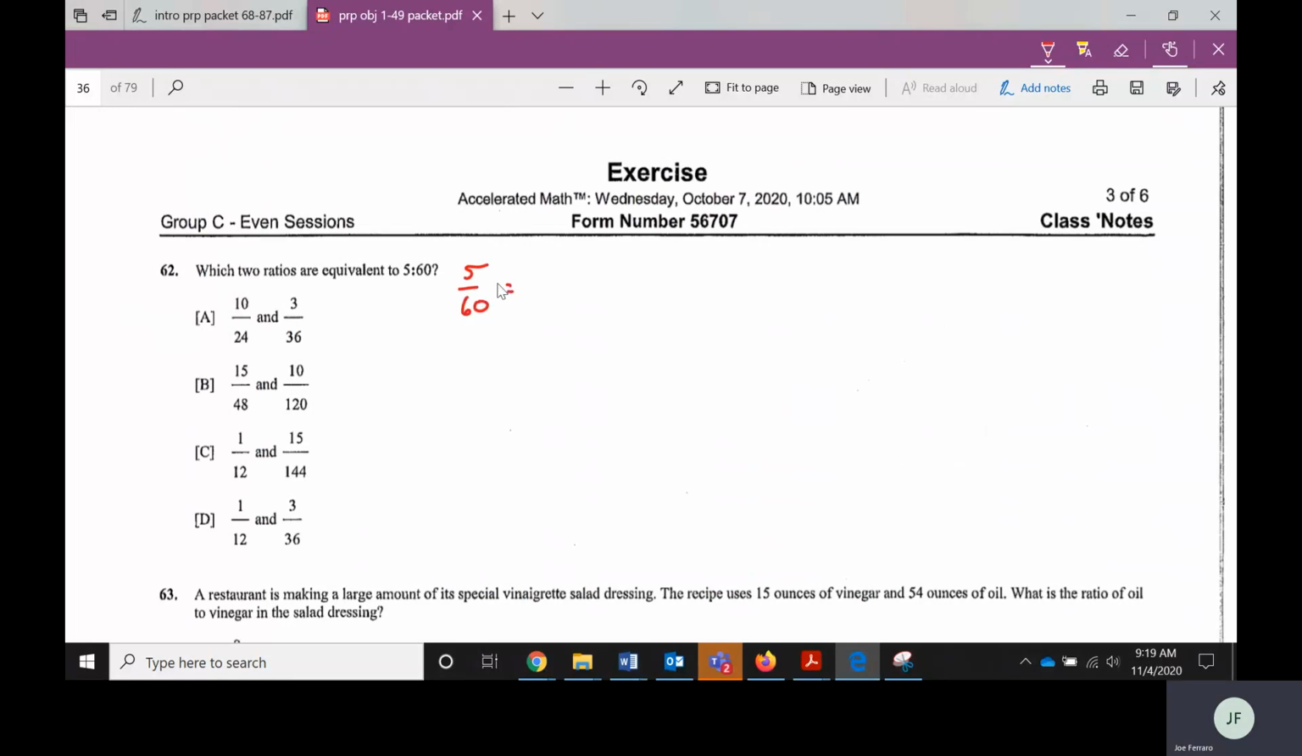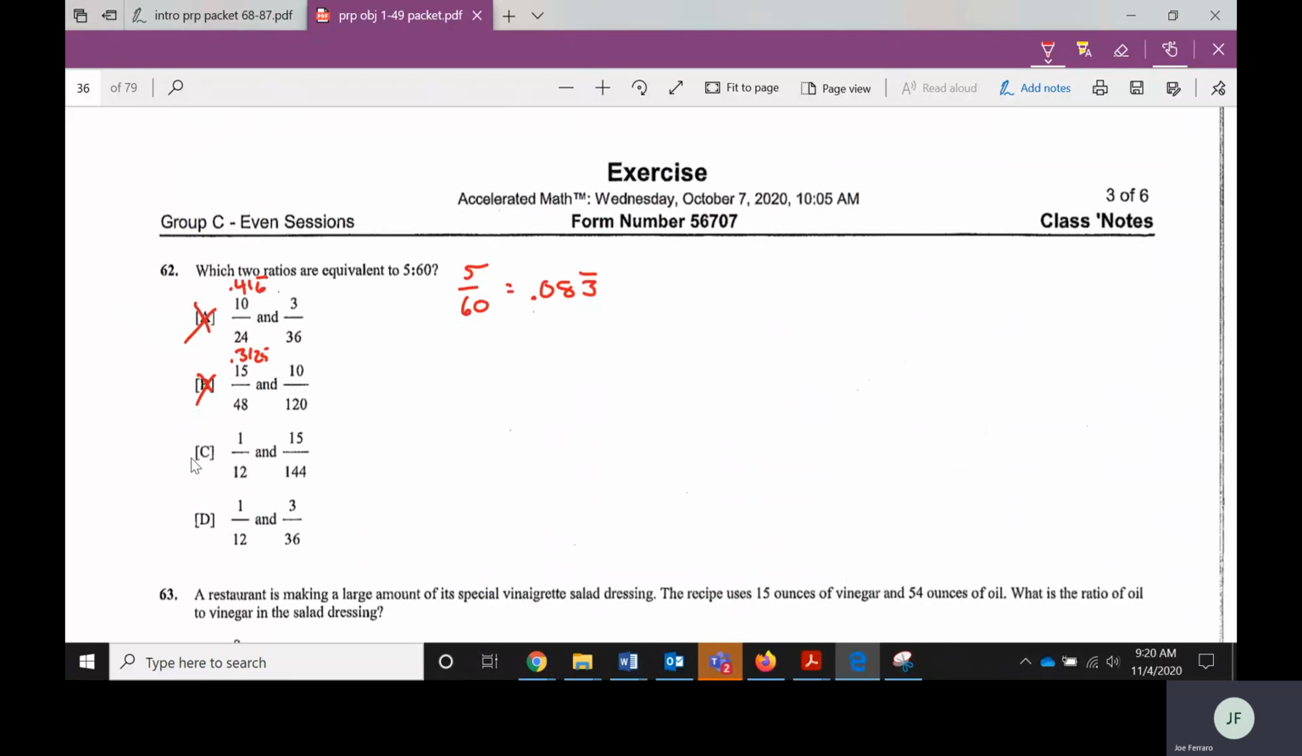So we got 5 over 60. So I'm going to take 5 divided by 60. And that gives me 0.08333333. So the 3 is repeating. So I need both my answers here to equal this. So I just go to letter A, take 10 divided by 24. And that gives me 0.416 repeating. So that's not correct. So I don't even have to test this one because they both have to equal this. So that's out. Next one, 15 divided by 48. That gives me 0.3125. So that is out.